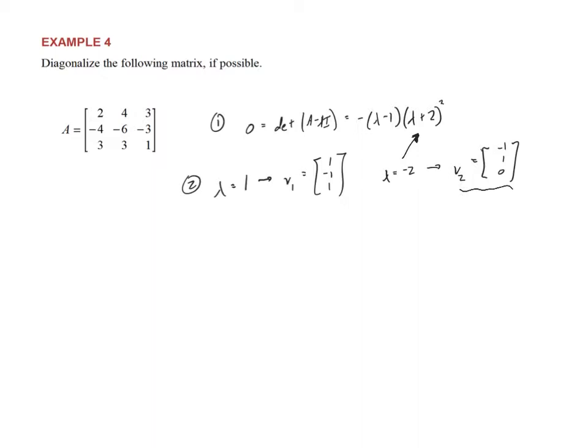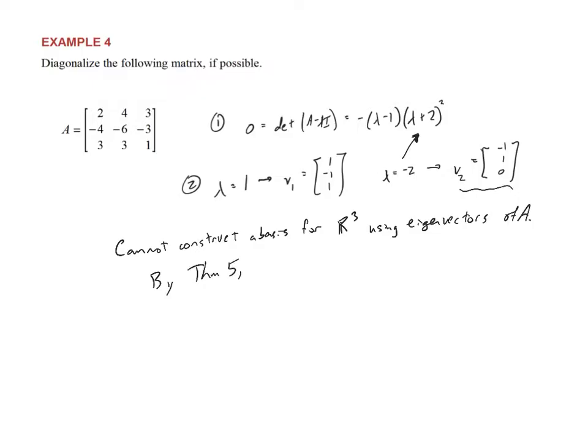So because of that, we cannot construct a basis for R3 using the eigenvectors of A. By Theorem 5, A is not diagonalizable. Diagonalizable. Love writing that word.